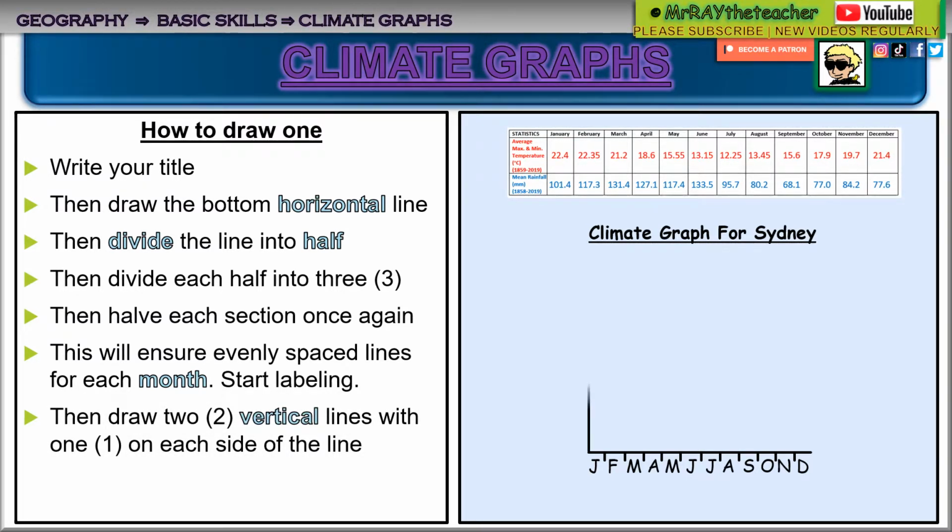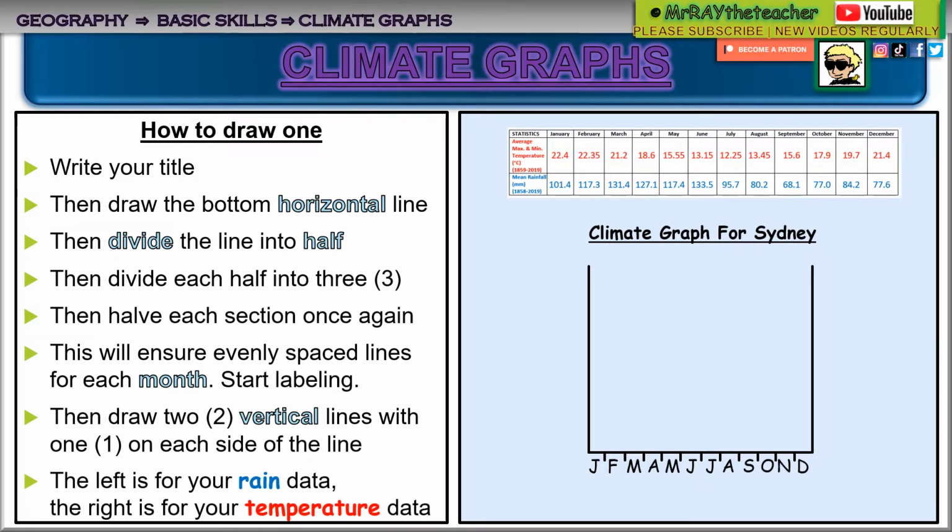Then draw two vertical lines, one on each side of the horizontal line you just drew. The left is for your rain data, and the right is for your temperature data. So average rainfall in millimeters, and average temperature in degrees Celsius.